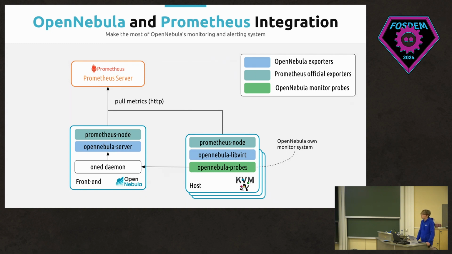machines. And we also combine this information with the AIOps metrics of OpenNebula that it creates itself. And this metric is gathered by the oned daemon. It's the main daemon of OpenNebula. And then exported to the Prometheus server through the OpenNebula server exporter.